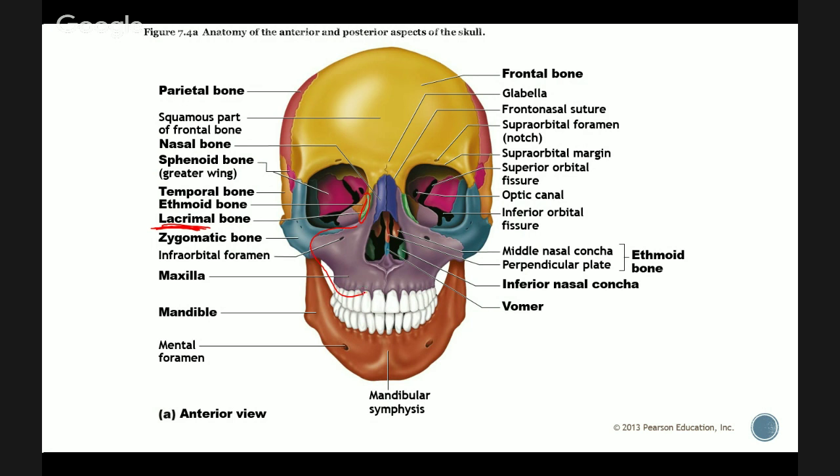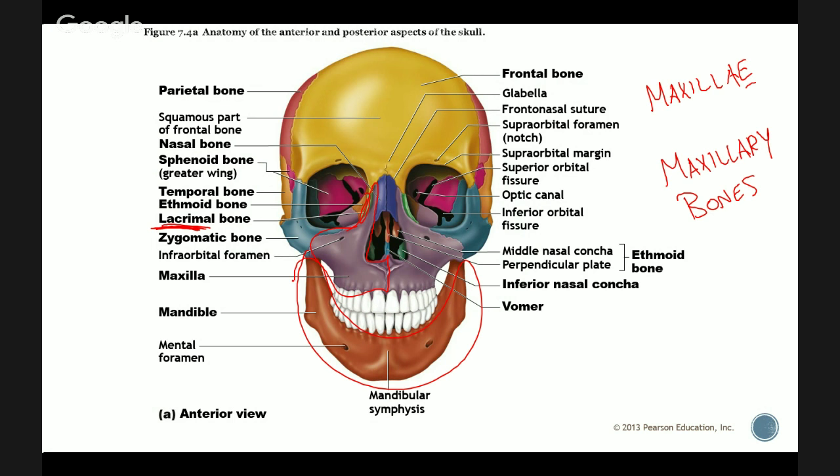This big purple bone here is what we call the maxilla. Now, we can call it the maxilla, or we can call it the maxillary bone. Two of them. So obviously, if we have two of them, we call them the maxillary bones. Or when we use the term maxilla, when we make it plural, we just add the E. So maxilla with an A is singular, maxilla with an E is plural. We have the jawbone, which is the mandible. We have one of those. This is the only movable bone of the skull.